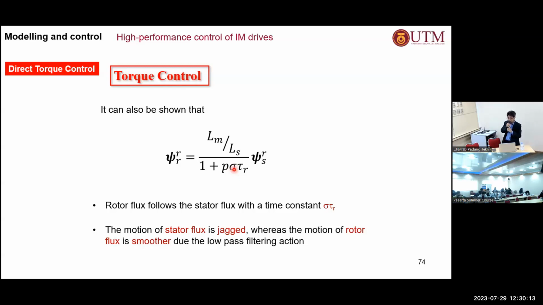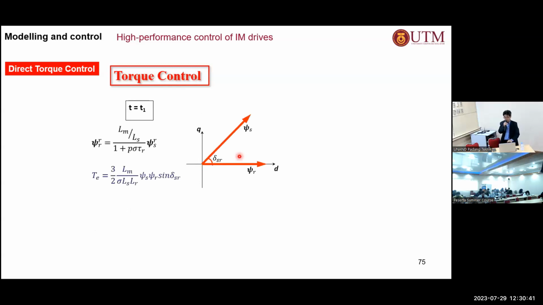Okay, so we control the flux using the voltage vectors, which means that the motion of the stator flux is going to be jagged. But because of the equation shown here, the rotor flux is going to be smoother. It will remove the high frequency motion of the stator flux, which means that the rotor flux will follow the stator flux from behind with a smoother motion, according to that equation. Now we can exploit that.